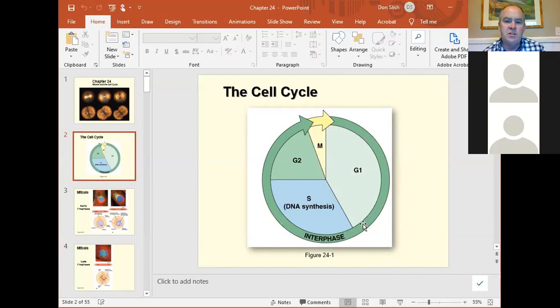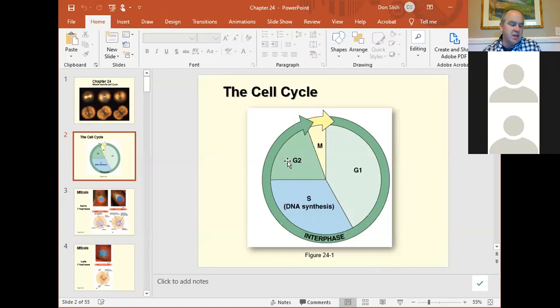Once the cell gets up to adult size and it's got all the signals in place, it goes into S phase. S is for synthesis. DNA synthesis happens here. The chromosomes get duplicated and the cell goes from 2N number of chromosomes to 4N. So for us, that would be 2 times 23 to 4 times 23. I don't do math, so you guys can do that. And then once the chromosomes are duplicated, you're into G2.